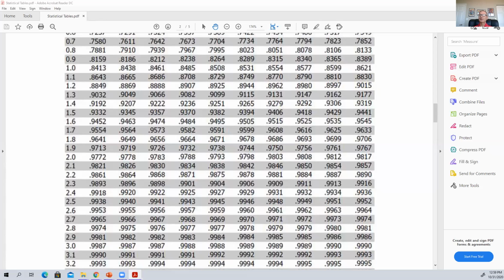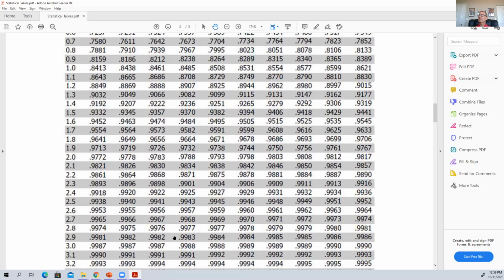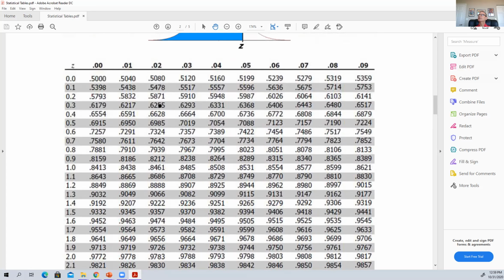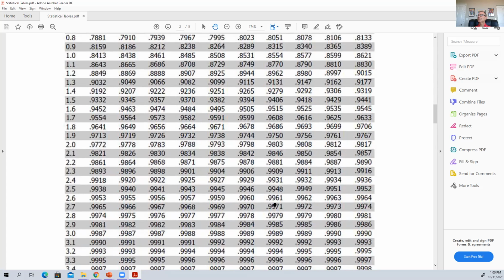So I paused for a second to pull up the z-score table. I thought I had it up, but obviously I didn't. And so how do you know what that actual probability is? Well, you could take a look at the z-score. If we go to 2.76 on our z-score table, it's 2.7, and the sixth is 1, 2, 3, 4, 5, 6. So it's this one right here. If you go down to 2.7, you get 0.9971. So what does that mean?